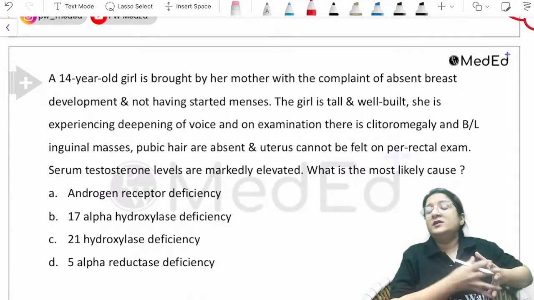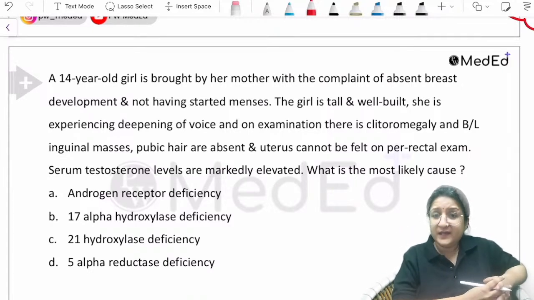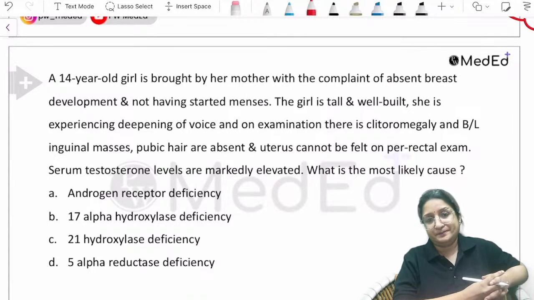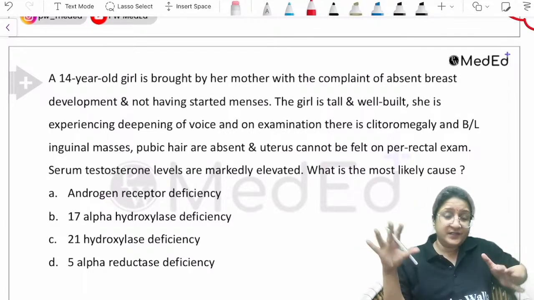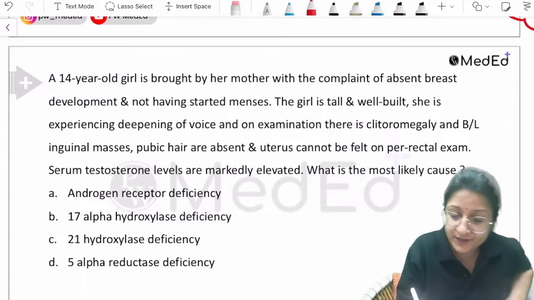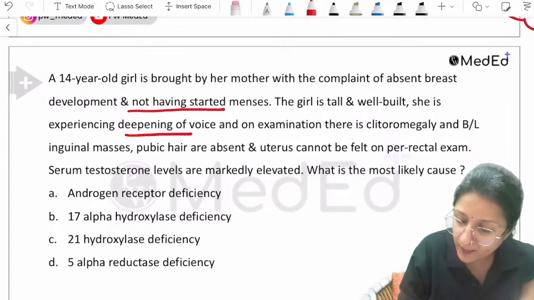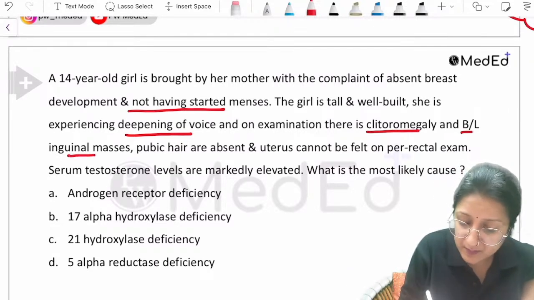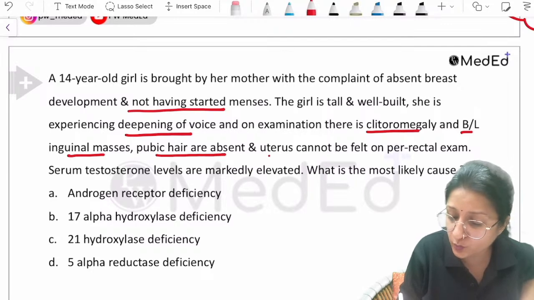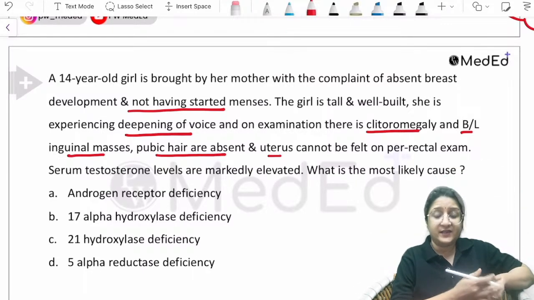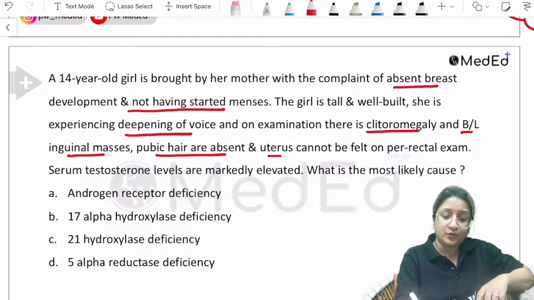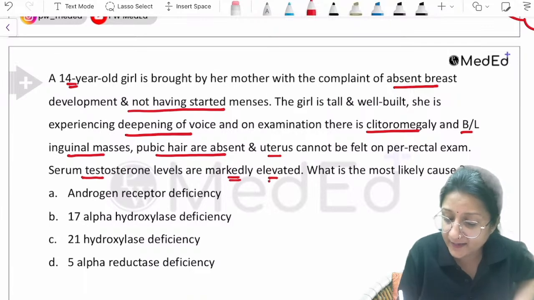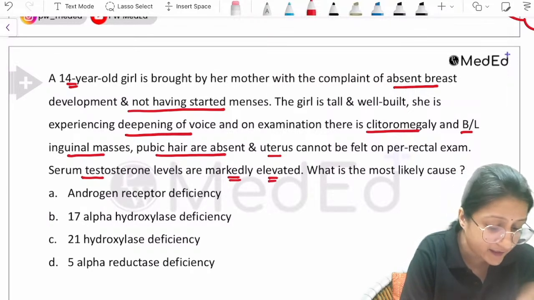This is a 14-year-old girl who is brought by her mother with the complaint of absent development and not having started menses. The girl is tall, well-built. She's experiencing deepening of voice. There is clitoromegaly, bilateral inguinal masses, pubic hair is absent, the uterus can't be felt on per rectal examination, and there's absent breast development also. She's already 14. Serum testosterone levels are markedly elevated. What is the most likely cause?